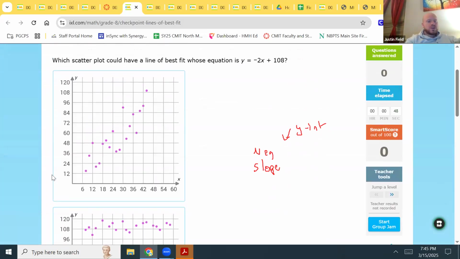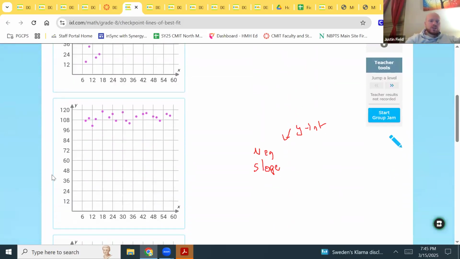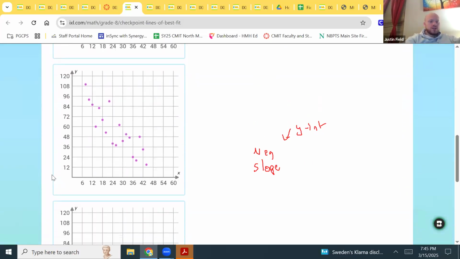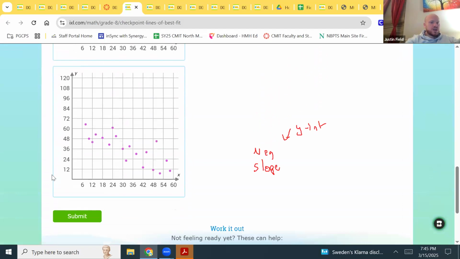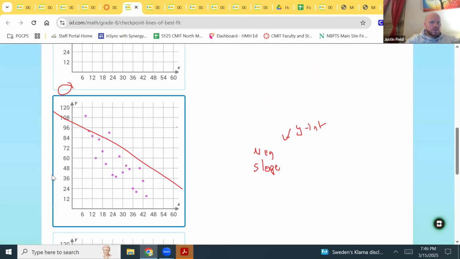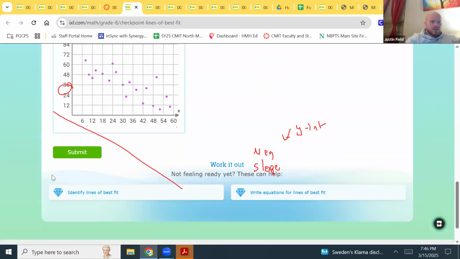So this first one, I'm not choosing that, it's positive. This one is zeros complete across. This could be good. This one, not so good, because even though it is a negative correlation right here, this one would not have a y-intercept up there at 108. So I'm going to choose this one right here. That one, the best choice.